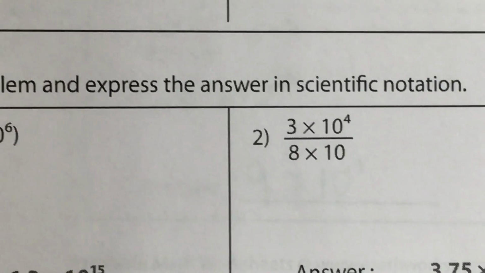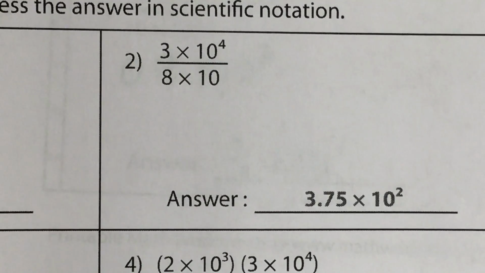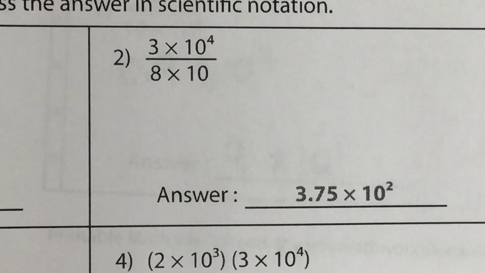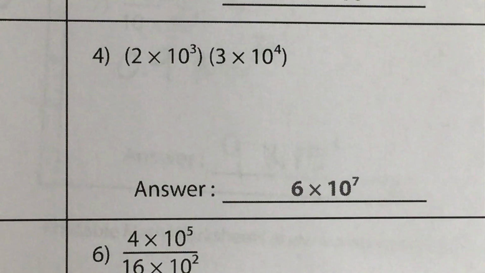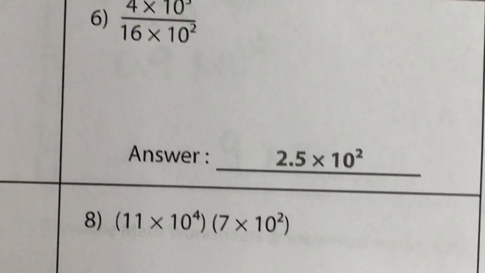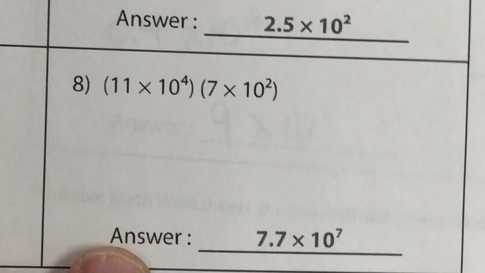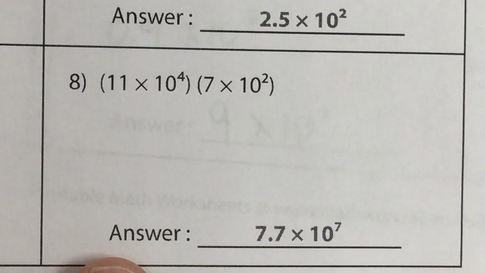Okay, the answer to number 2: 3.75 times 10 to the 2nd. The answer to number 4: 6 times 10 to the 7th. Number 6: 2.5 times 10 to the 2nd. And number 8: 7.7 times 10 to the 7th.